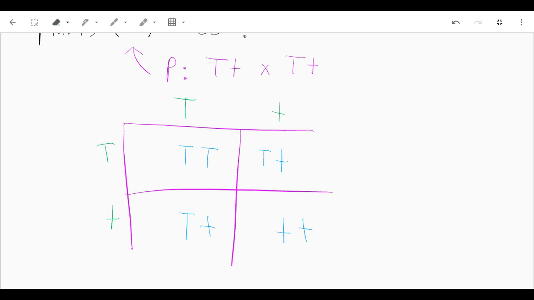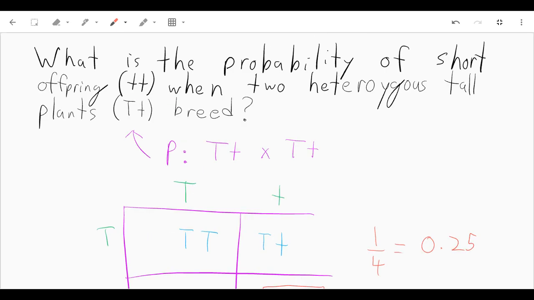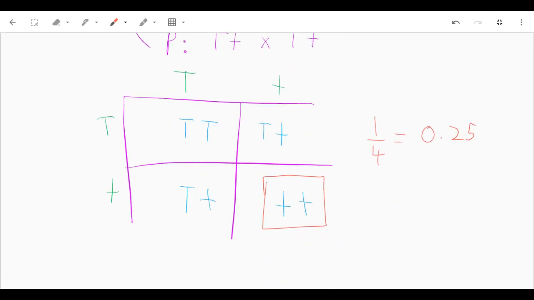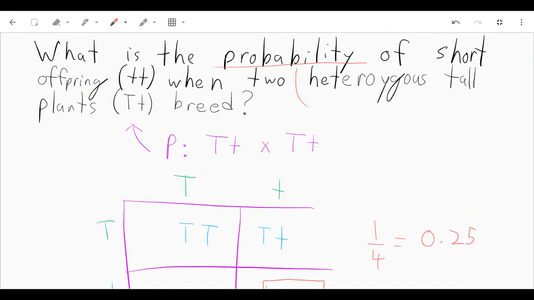I need to look at how many of them are little t compared to the total. And I see I only have one little t, which is in this quadrant here. So that is 1 out of 4, which is equal to 0.25. And I would want to write this as 0.25 because if I look at my original question, it asked for probability. And the probability is always going to be between 0 and 1.